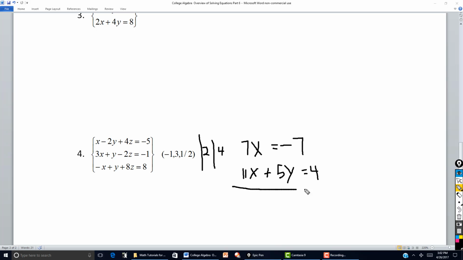Now in this case, it turns out that the first one is easily solvable for x by just dividing by 7. So I divide both sides by 7, and I get x is equal to negative 1. Okay. Now, take the second equation. I know x is negative 1, so I just do a little substitution here and put a negative 1 where the x is. This is negative 11 plus 5y is equal to 4. Okay, solve this equation for y, so I add 11 to both sides here.